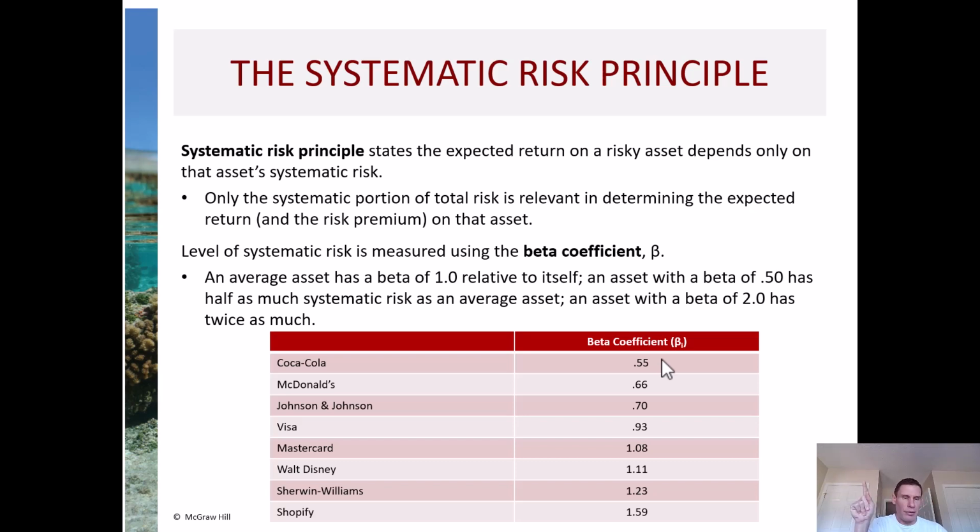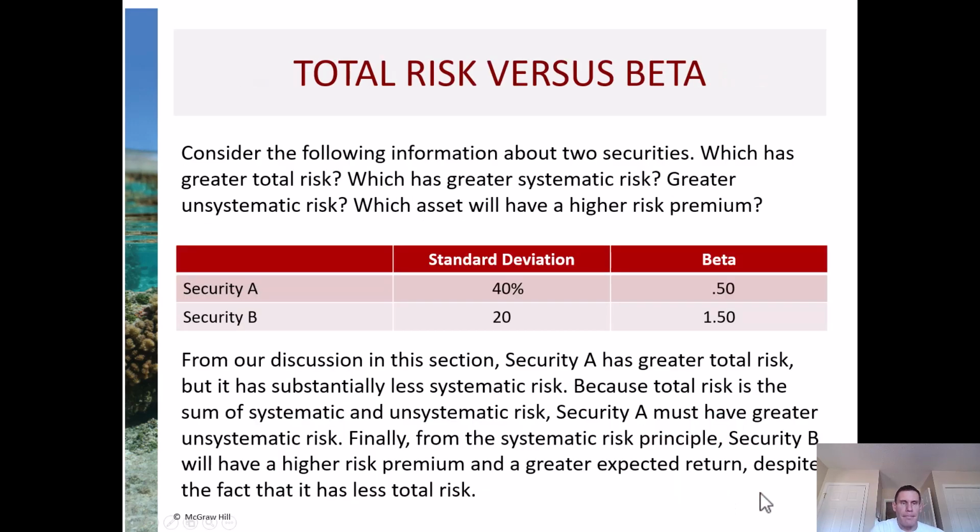An asset with a beta of 0.5 has about half as much systematic risk as an average asset. And then, of course, an asset with a beta of 2 has twice as much. So there are some examples we've included here for you. Coca-Cola is about half, McDonald's a little more than that, and then all the way down to Visa, we're kind of below the beta, if you will, with respect to systematic risk. And then MasterCard, Walt Disney, Sherwin-Williams, and Shopify all have higher than one beta coefficients, indicating a higher level of systematic risk than beta.